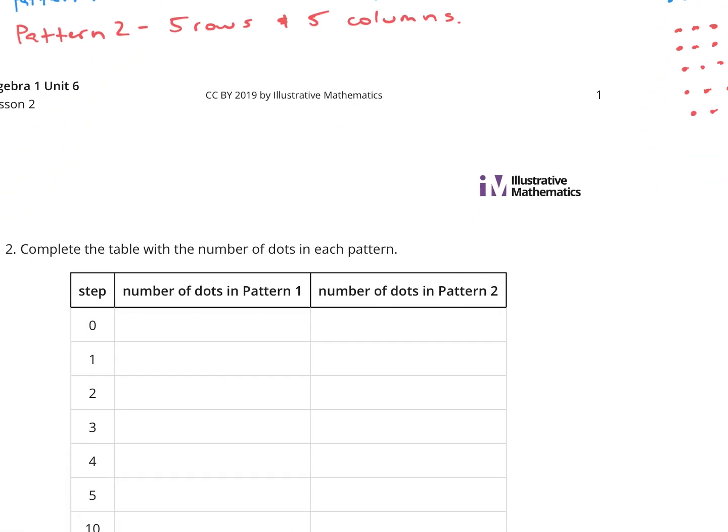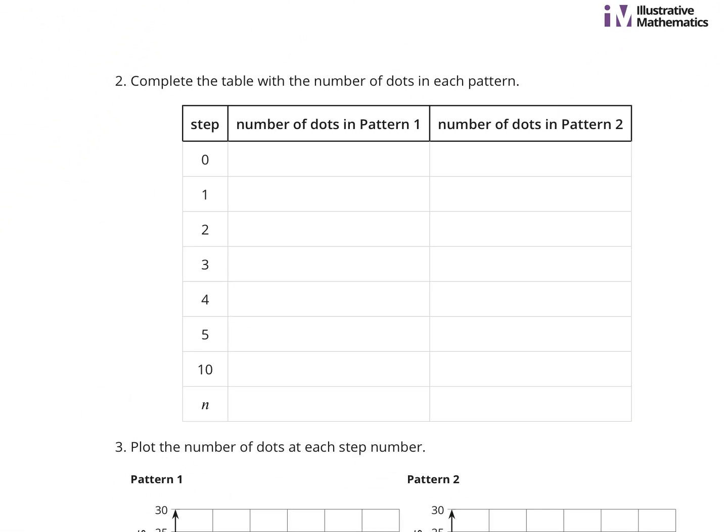All right, let's go ahead and fill out our table. For pattern 1, step 0 had 1 dot, 1 had 3, 2 had 5, 3 had 7. So now, if we think about step 4, there were 2 rows of 4, so that's 8, plus 1 more is 9. For step 5, we had 2 rows of 5, so that's 10, plus 1 more is 11. Step 10 is going to be 2 rows of 10, which is 20, plus 1 more, which is 21.